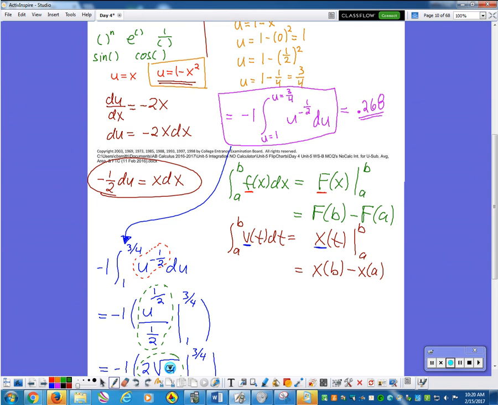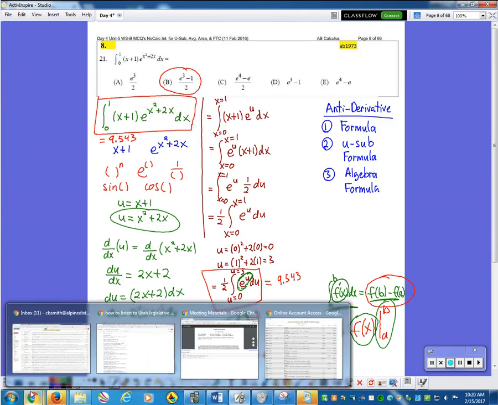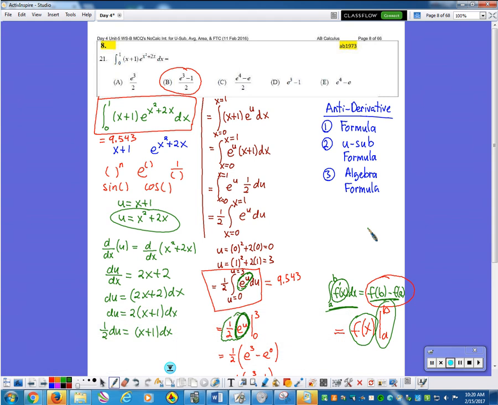Next example. Look at this one, please. Let's do one more just to solidify what we're doing. So now we're going to work on problem number 8.